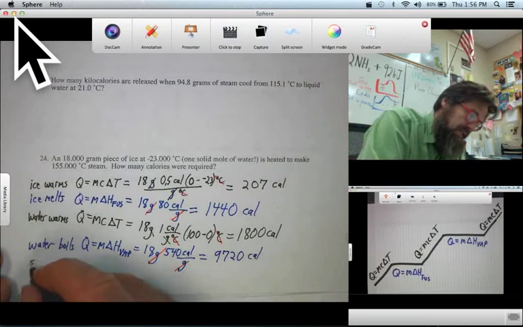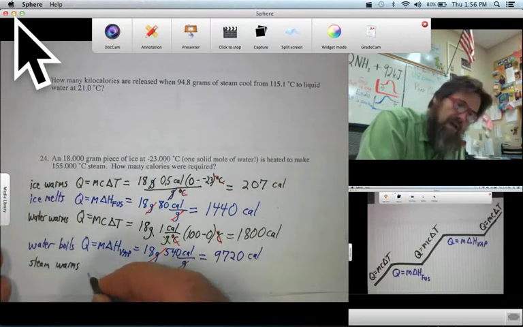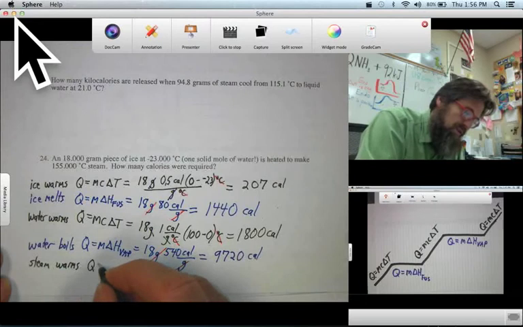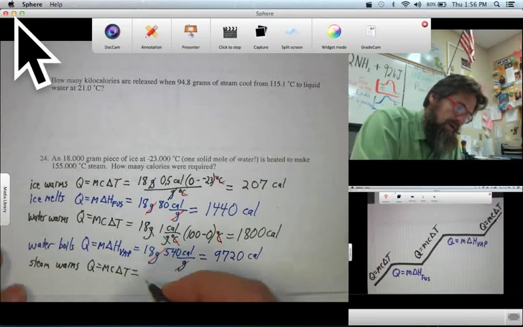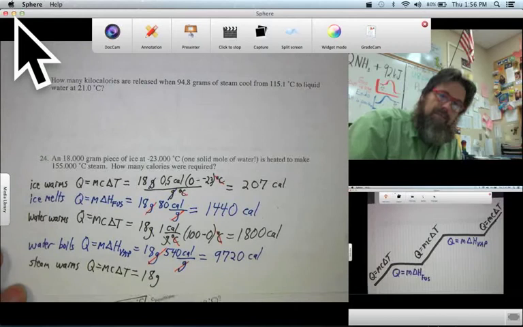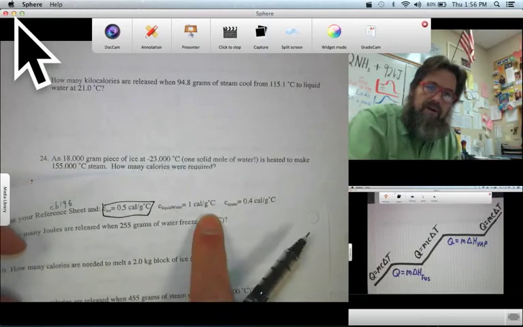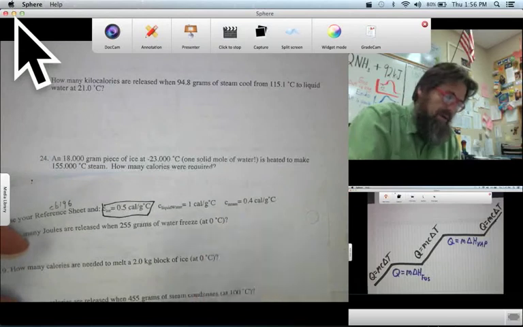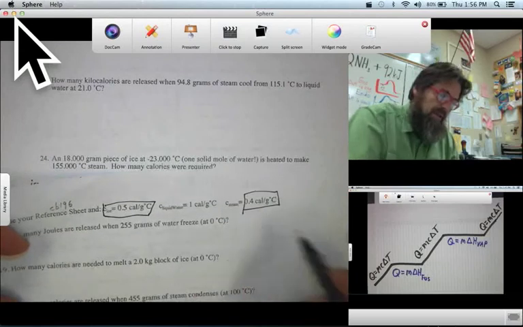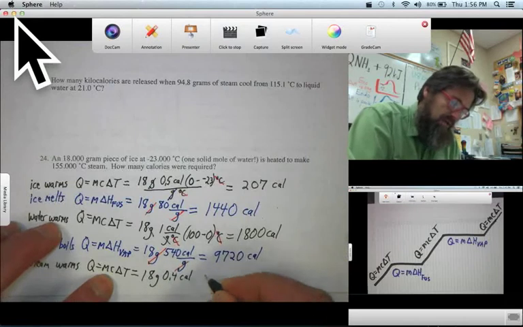And now, at last, we have to warm the steam. So we'll say steam warms. And our equation for that is, of course, Q equals mc delta T. The mass is 18 grams. The specific heat of steam, from our worksheet up above, is 0.4 calories per gram degrees C. So let's write that in. 0.4 calories per gram degrees C.